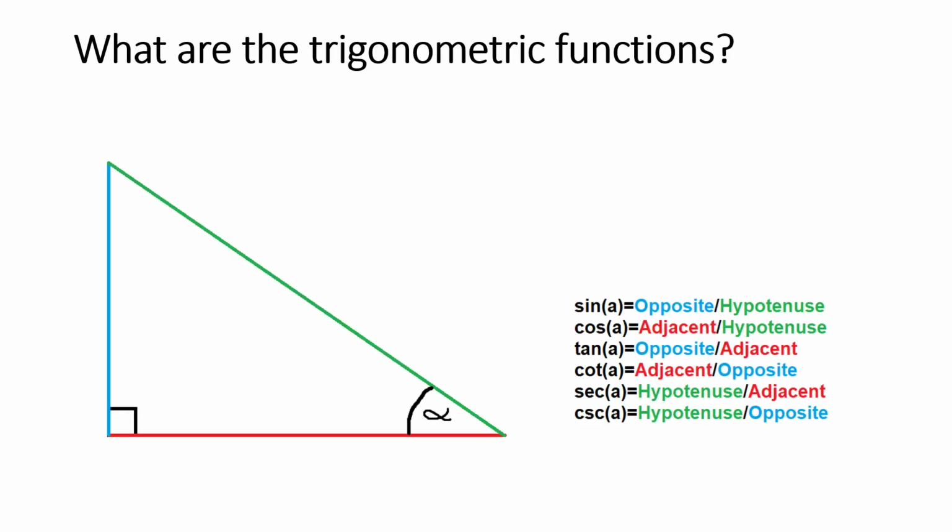So here are the definitions of the 6 trigonometric functions. You can basically forget about these two, secant and cosecant. They're not really used that much, but these 4 are pretty useful to know. So in a right angled triangle, for an angle alpha, the sine of alpha is the ratio of the opposite to the hypotenuse. The cosine of alpha is the ratio of the adjacent to the hypotenuse. Tangent is the opposite to the adjacent, and cotangent is the adjacent to the opposite.